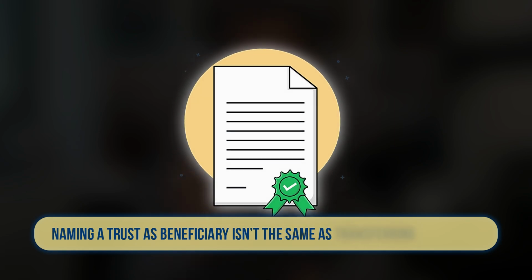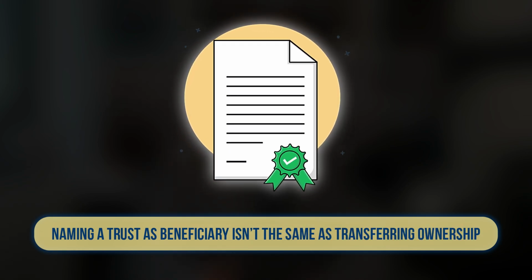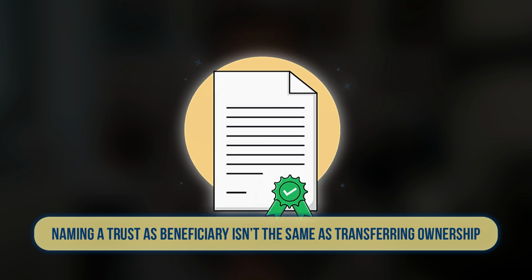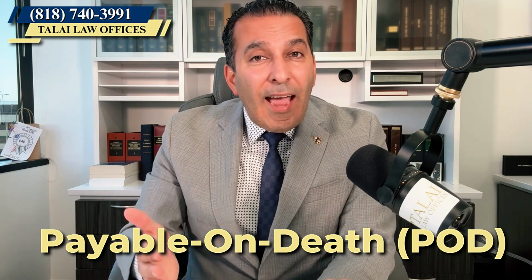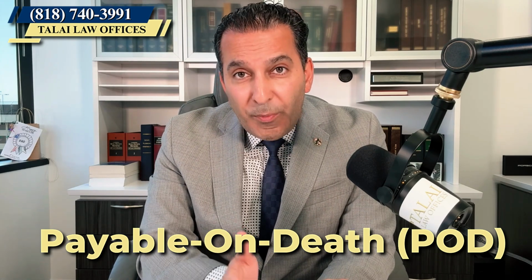Here's a mistake I see often. Unfortunately, people assume that naming their trust as the beneficiary on a bank account is the same as transferring ownership of that particular account to the trust. It's not. While naming the trust as the payable-on-death beneficiary of that account will avoid probate if something happens and you've passed away, it doesn't actually change the ownership during your lifetime. The ownership of the account is still under your particular name.